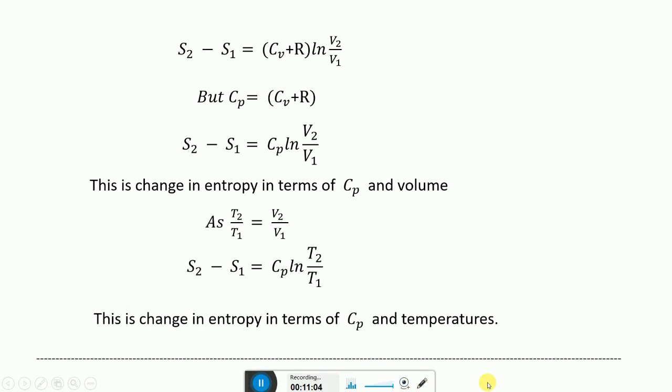So Cp is specific heat at constant pressure.